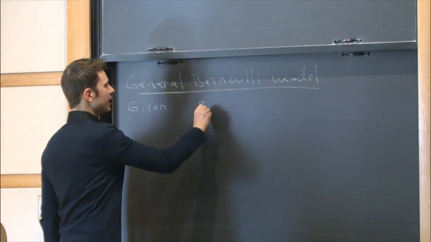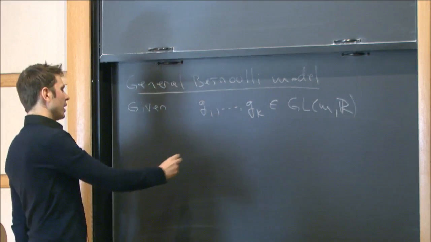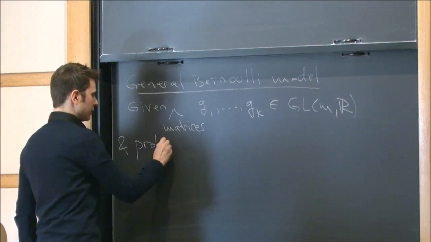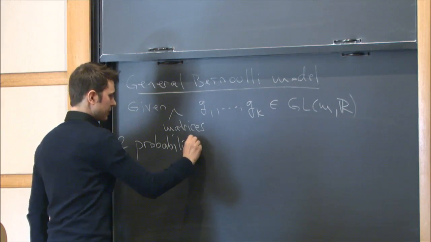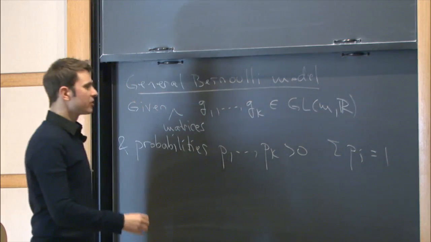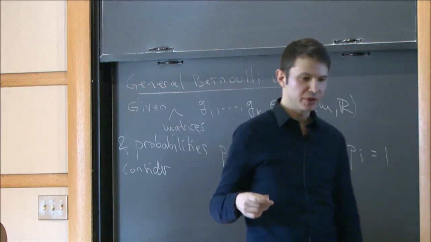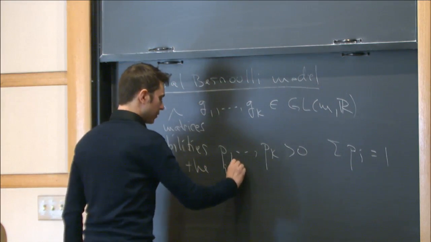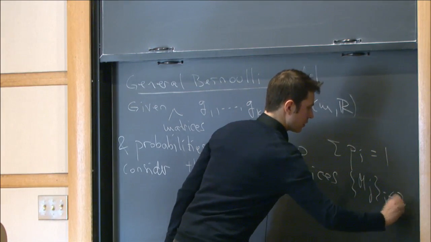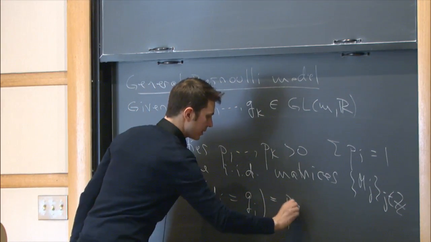start by choosing some matrices, G1, ..., GK, in the general linear group, M by M, and probabilities P1, ..., PK. So given that, we consider a sequence of independent identically distributed random matrices, let me call it MJ, where you pick the matrix MJ from amongst these matrices GI with the probability PI, right?